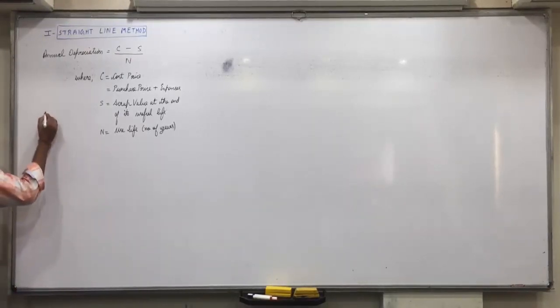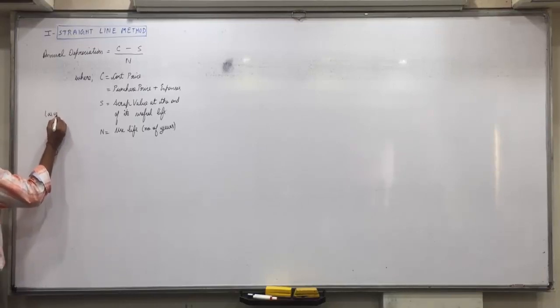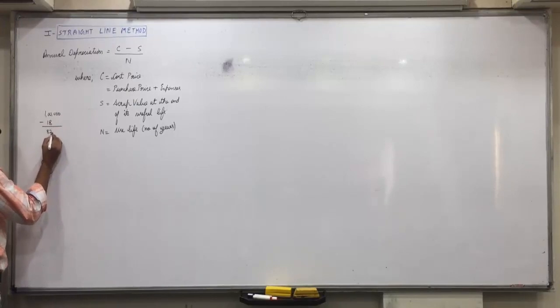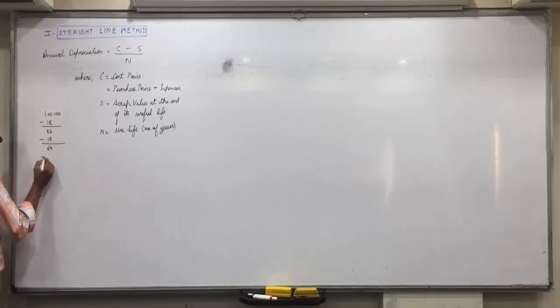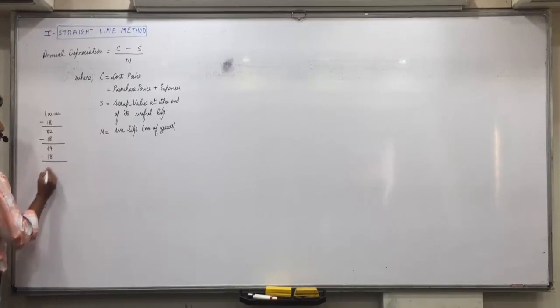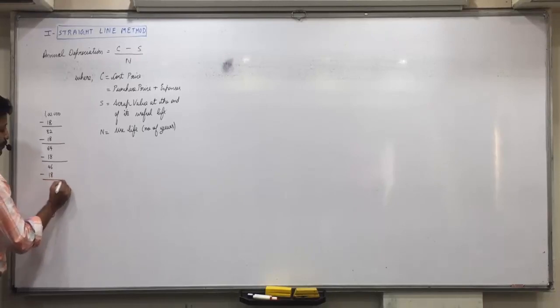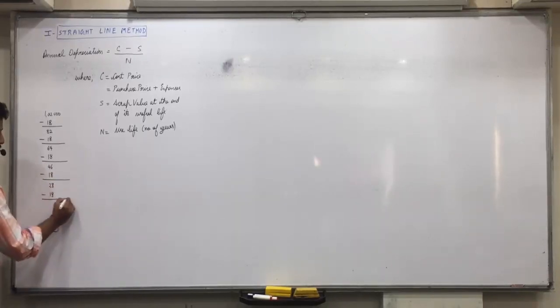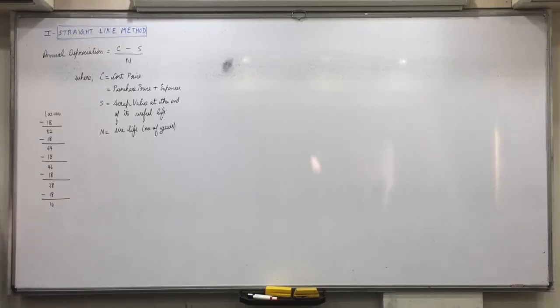So what will happen? First the value is 1 lakh. After 1 year, 82,000. After 2 years, 64,000. After 3 years, 46,000. After 4 years, 28,000. After 5 years, 10,000. So after 5 years, does it become 0? It becomes how much? What is 10,000?